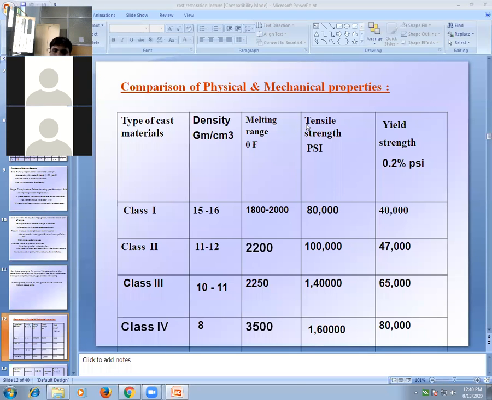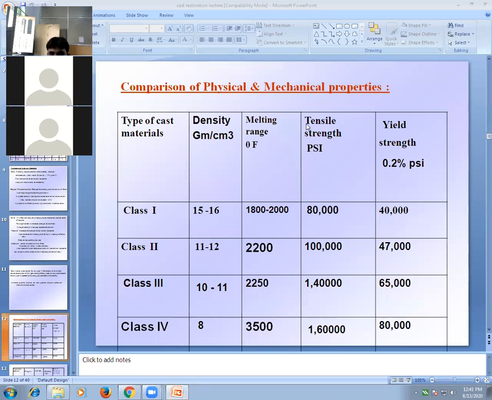Okay. Now we'll basically compare the physical and mechanical property. That is, for the class 1 alloy, the density should be 15 to 16. Melting range is 1800 to 2000 Fahrenheit. Tensile strength is 80,000 psi. Yield strength is 40,000 psi. So in class 2, again the density is 11 to 12.